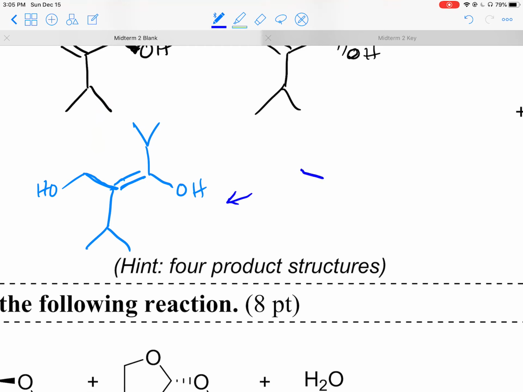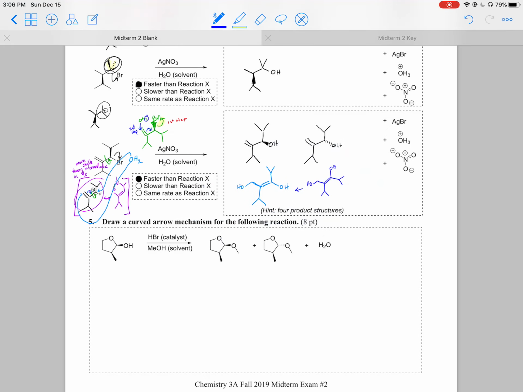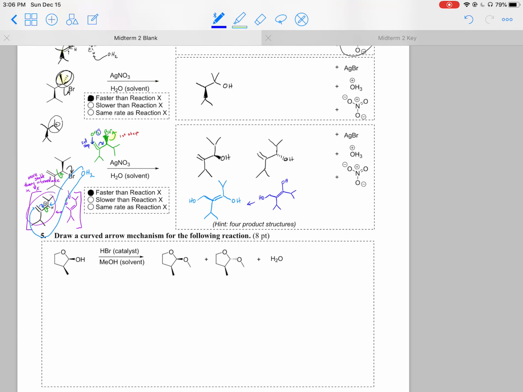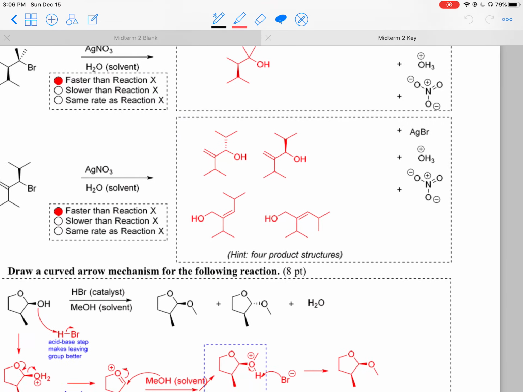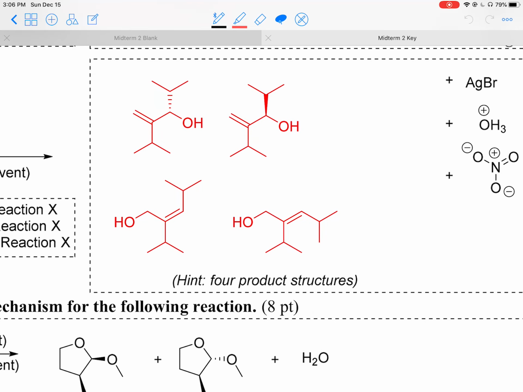So we'd have the carbon OH, isopropyl, and OH. Okay, so those are the four product structures. Let's double check the key and make sure I did that.